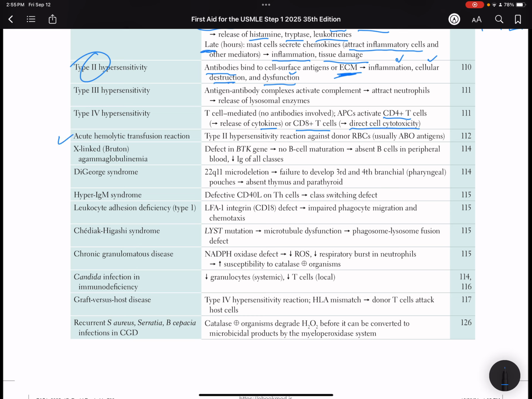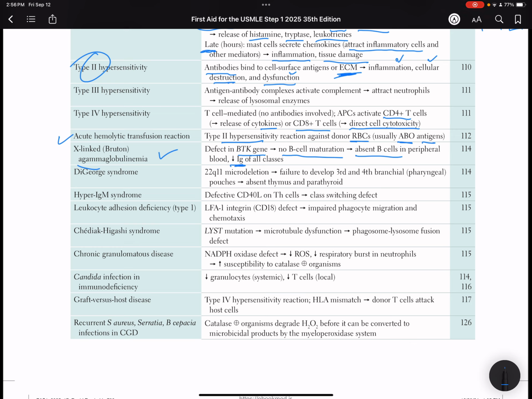Next condition is acute hemolytic transfusion reaction. This is a type 2 hypersensitivity reaction against donor RBCs, usually ABO antigens. X-linked Bruton agammaglobulinemia is defect in BTK gene. This leads to no B cell maturation, which causes absent B cells in peripheral blood, and therefore you see decreased immunoglobulin of all classes. Agammaglobulinemia, immunoglobulin of all classes are depleted, and this is because of defect in BTK gene.